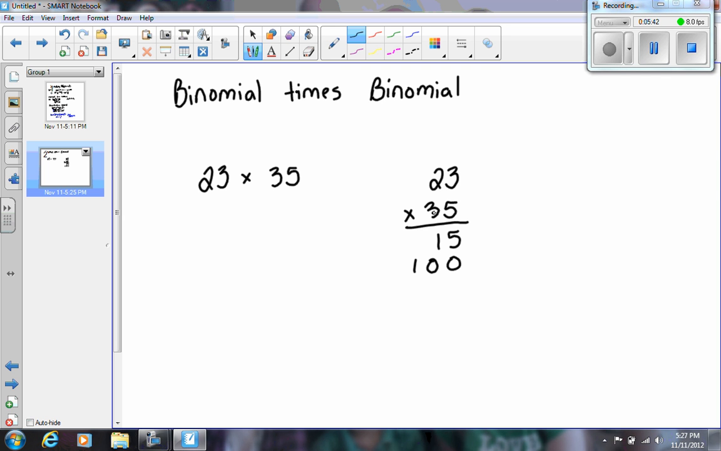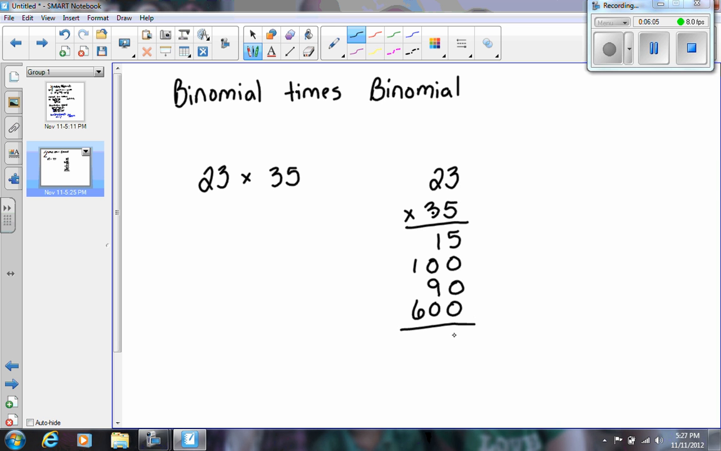And then I don't really multiply 3 times 3 because really this 3 is in the tens place, so that's really a 30. So I'm multiplying 30 times 3 and I get 90. And then last of all, I'm multiplying a 30 times a 20. And when you multiply 30 times 20, you get 600.